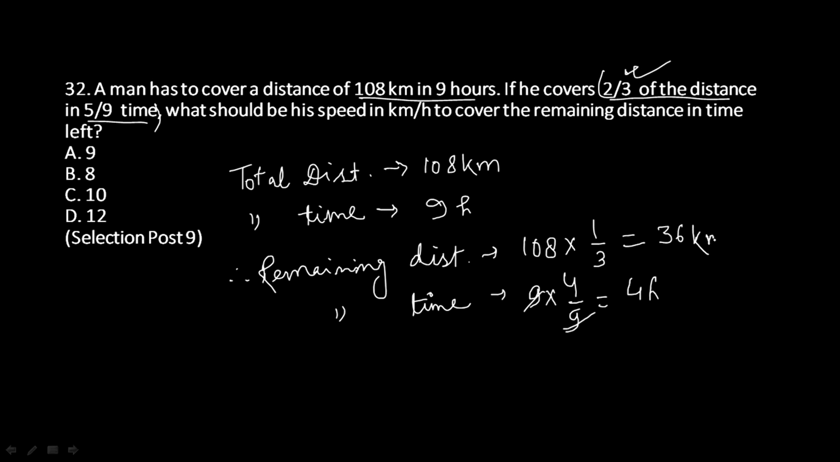We have got the distance and time. So what is the speed? What do you know? Speed is equal to distance upon time. So that will be 36 upon 4. So it is 9 as the answer. 9 km per hour. I hope you don't have any doubt regarding this question. This is a simple one. Okay, we are moving to the next one now.